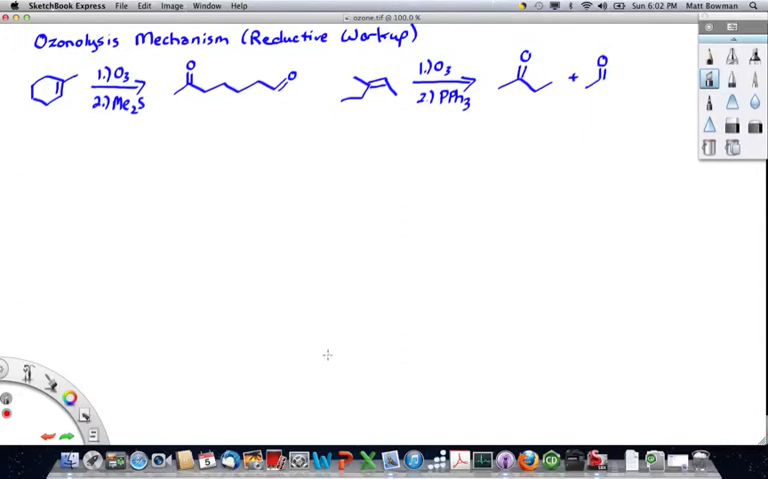Ozonolysis is a way of cleaving alkenes. Now, it's a two-step procedure consisting of ozone as the first step, followed by a workup step. And the workup step can be oxidative or reductive.